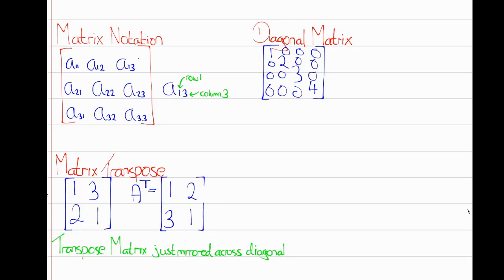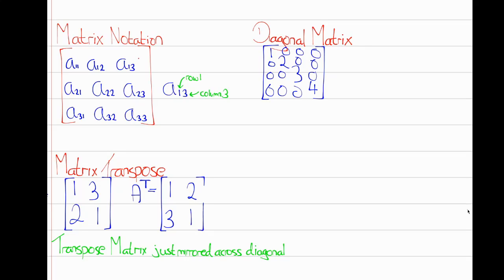A diagonal matrix is any matrix that has no numbers in any position bar along the diagonal. The transpose of a matrix involves flipping all the numbers across the diagonal. So here we have a 2 by 2 square matrix. We have 1, 3, 2, 1. The transpose of that involves flipping the 2 and the 3 across the diagonal. So that leaves us with 1, 2, 3, 1.